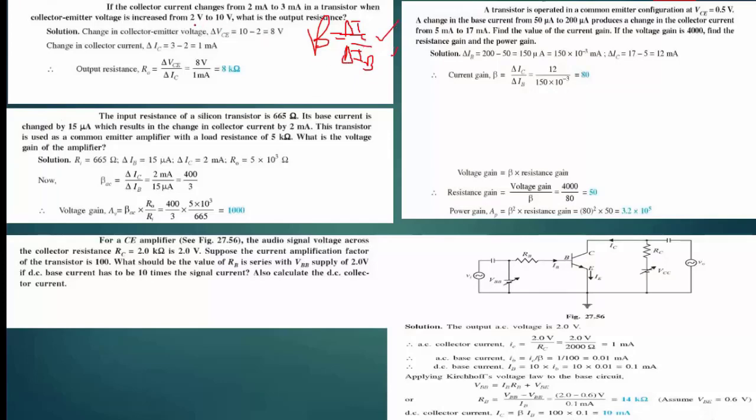So tunaweza tukaangalia hapa kwamba we have change in the collector emitter voltage as from 10 to 12, the change as 8 volts, and we have change from the collector emitter current from 3 to 2, so the change is 1. Okay, but we know that voltage ya collector emitter is equal to the product of IC R ya output.